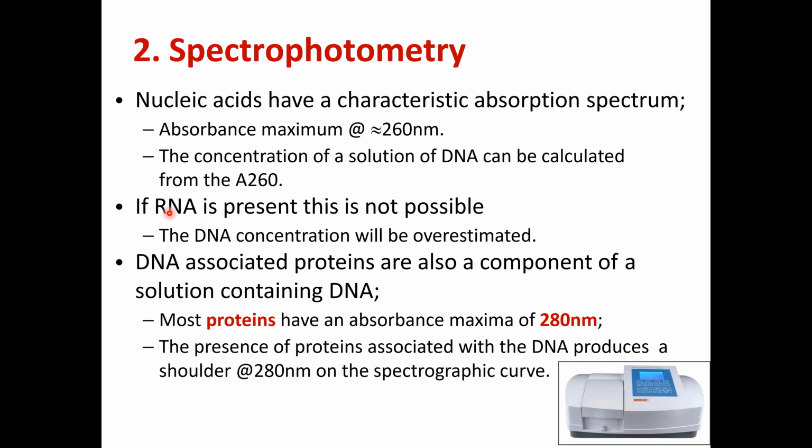You also have to take note that DNA-associated proteins are one of the components of the solution containing the DNA. Most proteins have a maximum absorbance at around 200 nm, so the presence of protein associated with the DNA will produce a shoulder at about 200 nm, which I mentioned on the spectrographic curve.